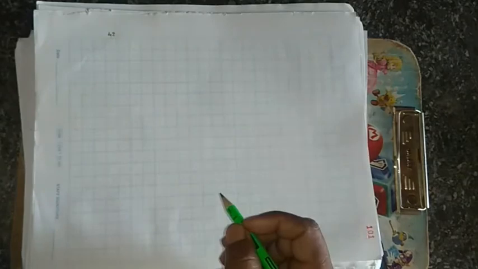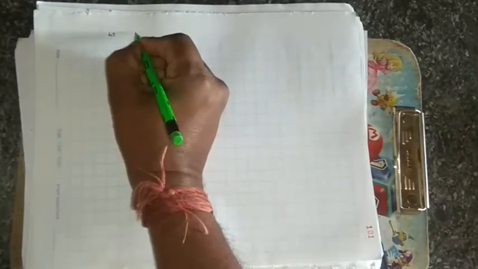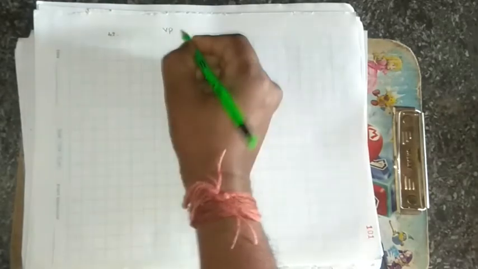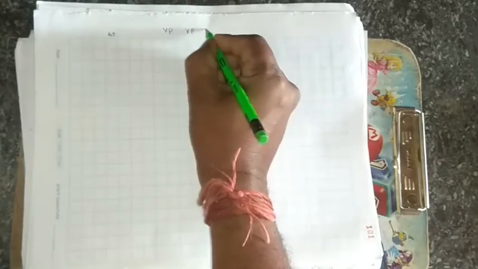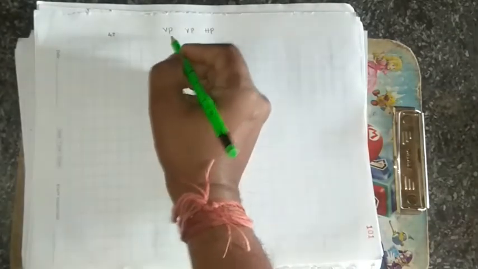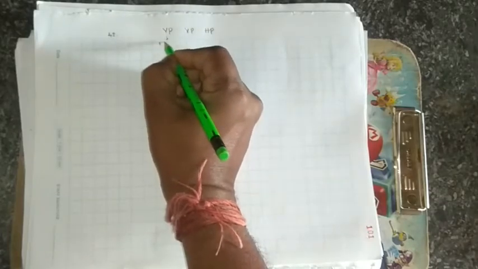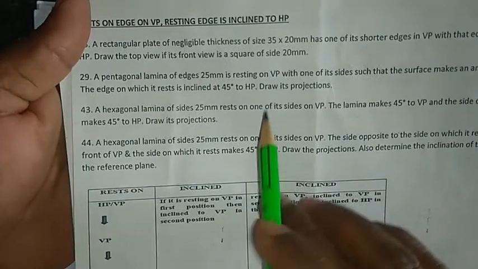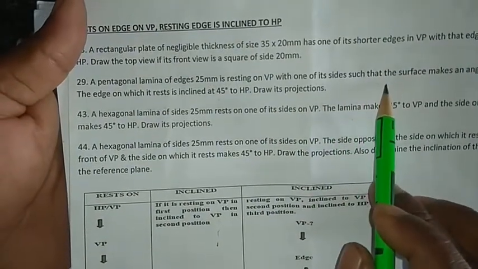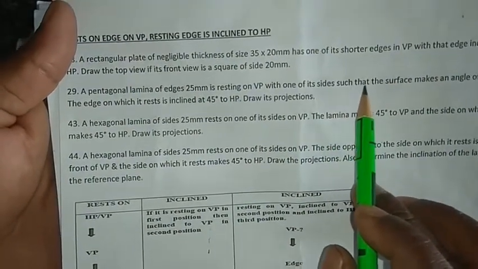So with 43, it says it rests on VP, so we can write it as VP and HP. And it is resting on one of its edges. So rests on one of its sides or edge is the same.